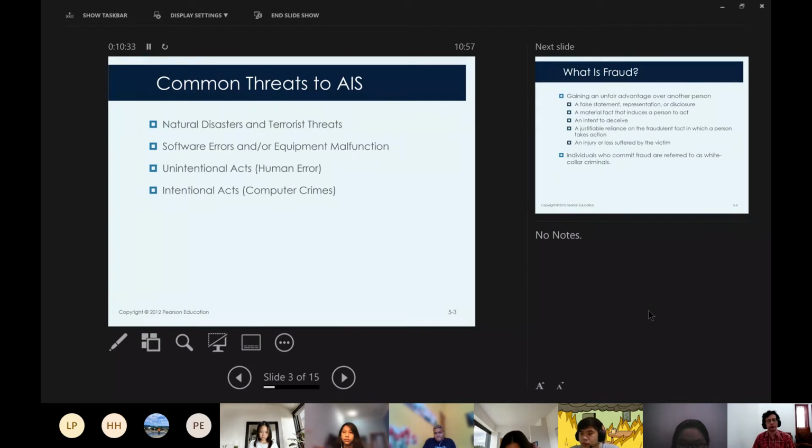The second threat is software errors or equipment malfunction. Your software crashes, your computer suddenly crashes, the webcam on your device suddenly gives up and could not display pictures, corrupt files, things like that. The third is unintentional acts or human error.